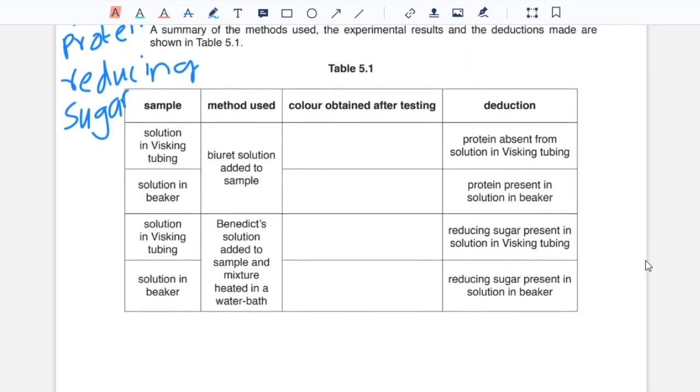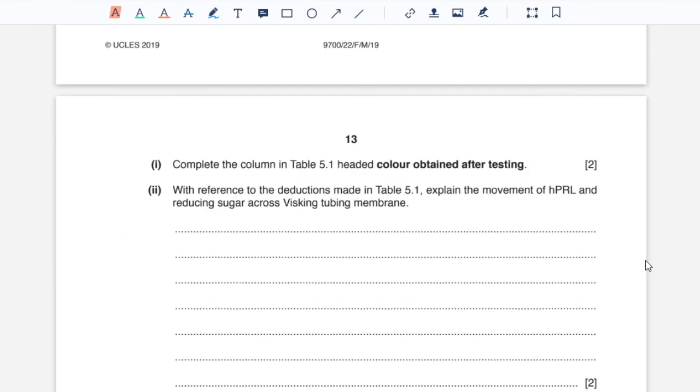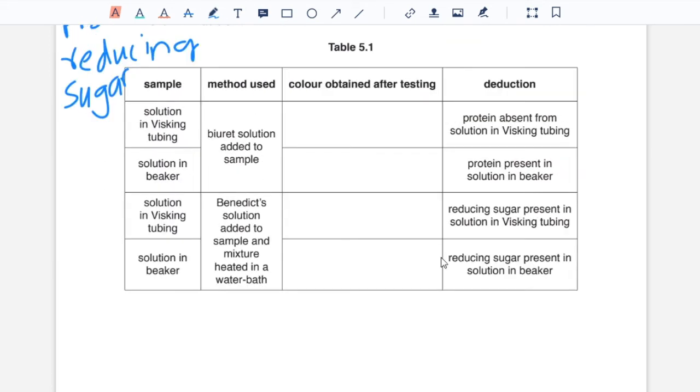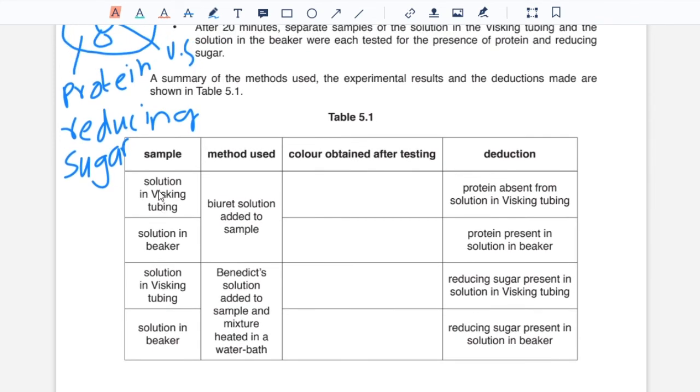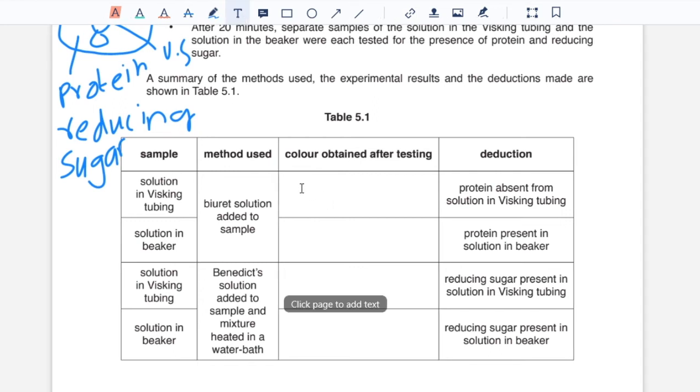So we have table 5.1. Part 1 asks us to complete the table, the column in table 5.1 headed color after testing. Alright, so first off, the sample is the solution in Visking tubing. The method used is the biuret solution added to the sample. So we are testing for protein, and the deduction made in the first row is that protein is absent from the solution in Visking tubing, and that would be indicated by blue color. Whereas in the solution in the beaker, protein is present, and so that would be indicated by a purple colored solution.